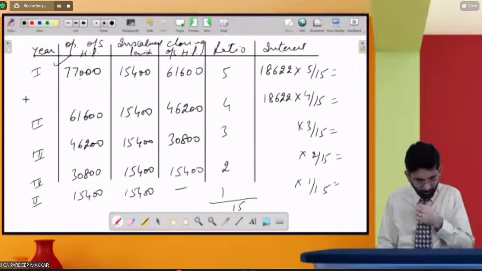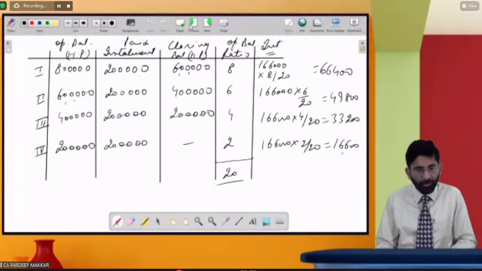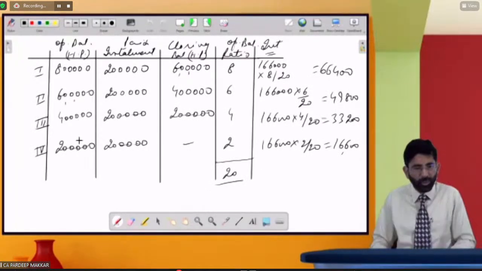Mantanjali, we have calculated the ratio on the basis of the opening balance of HP, not the closing balance of HP, beta. Just see here: 8 lakh, 6 lakh, 4 lakh, 2 lakh. These are the HP prices, beta. These were not the cash price. Cash price we have used in this.